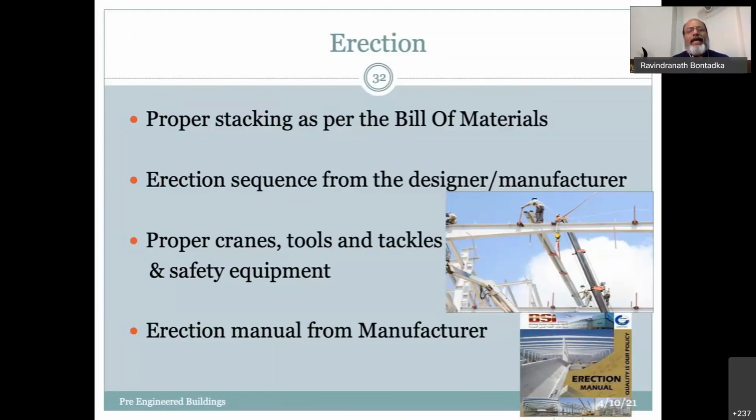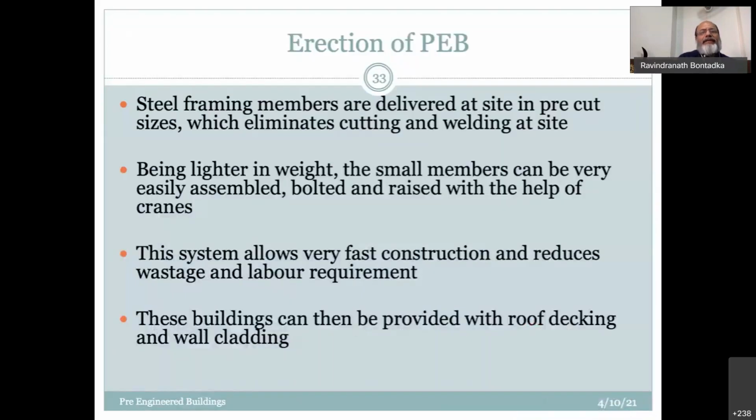Then there should be an erection manual from all manufacturers. I've seen main manufacturers like Kirby or Everest and others giving a complete manual for erection, how it has to be done. The steel framing members are delivered at site in pre-cut sizes, which eliminates cutting and welding at site.